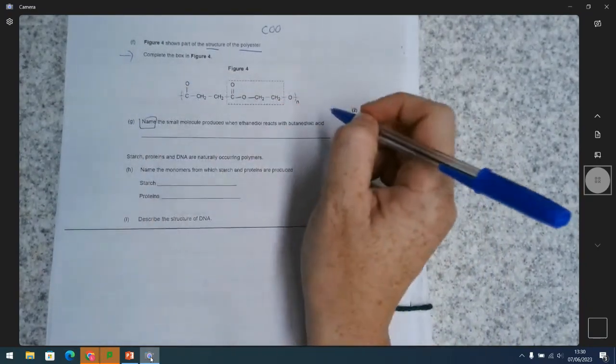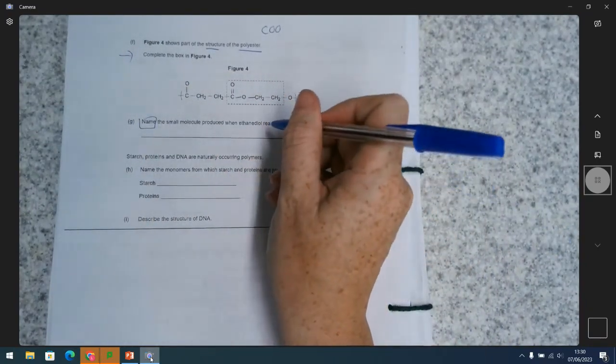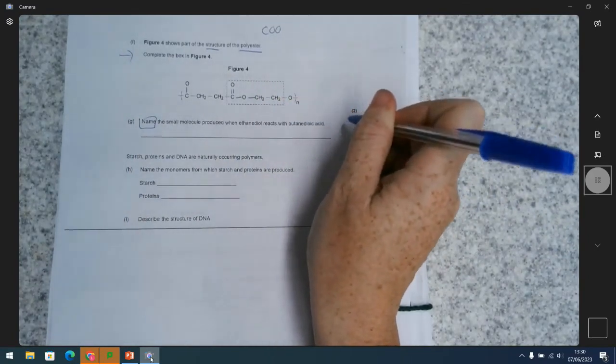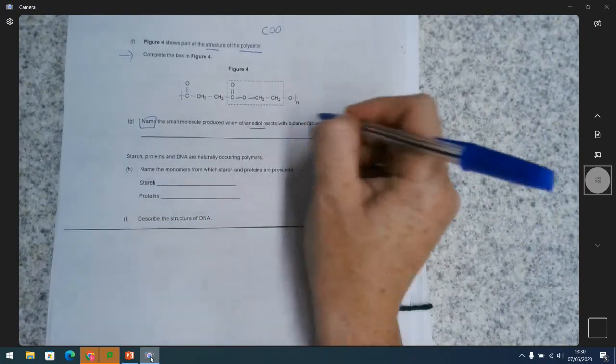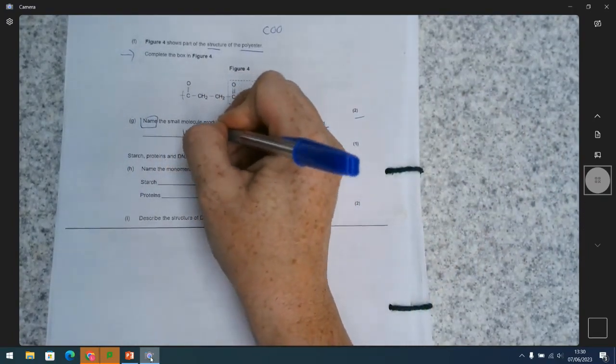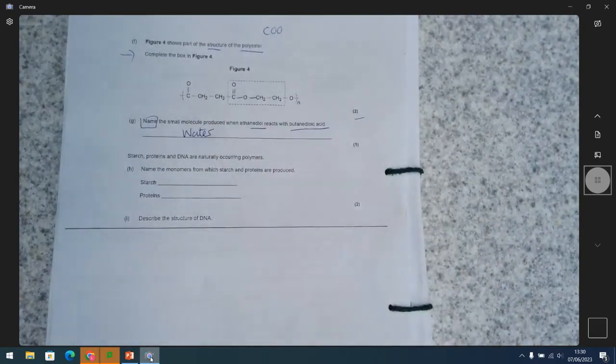Name the small molecule produced when ethanediol reacts with butanoic acid. Okay, so we've got an ol reacting with an acid, so we should know that that is water because it's a condensation reaction. Then you have carboxylic acid reacting with an alcohol.